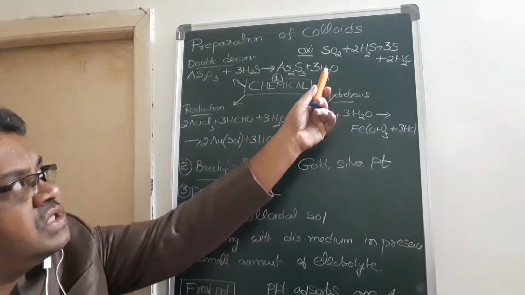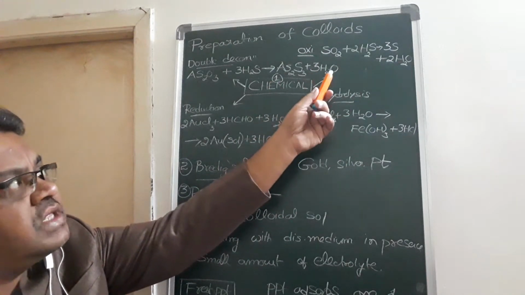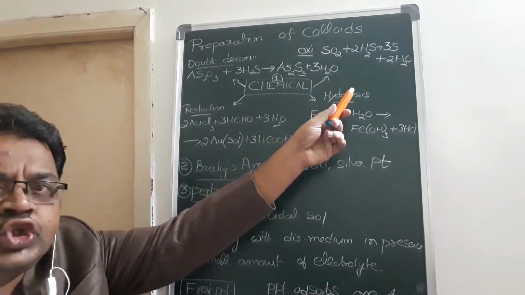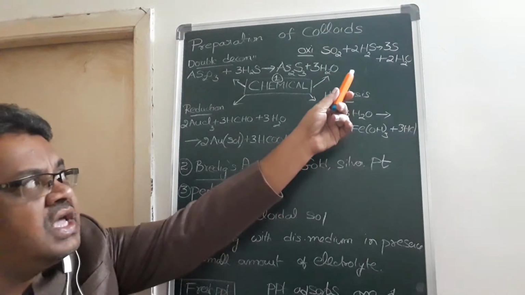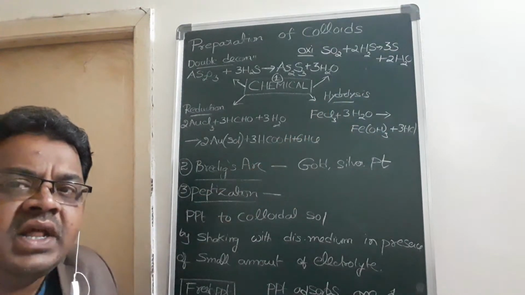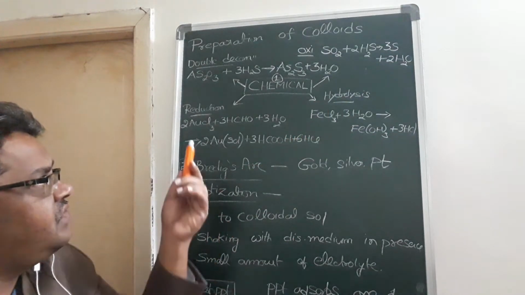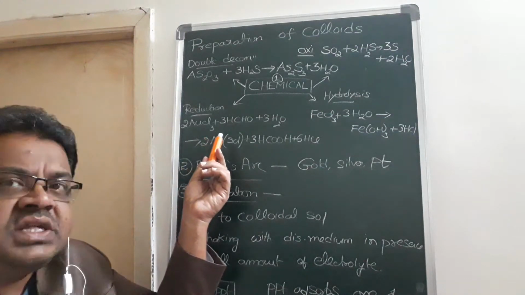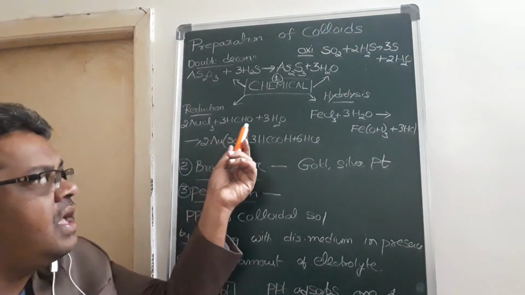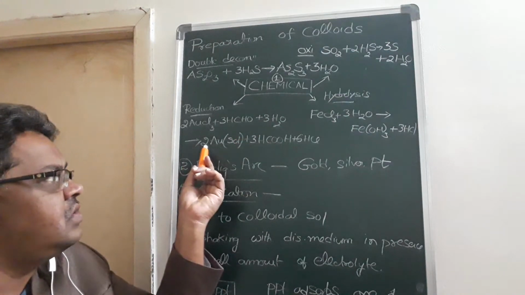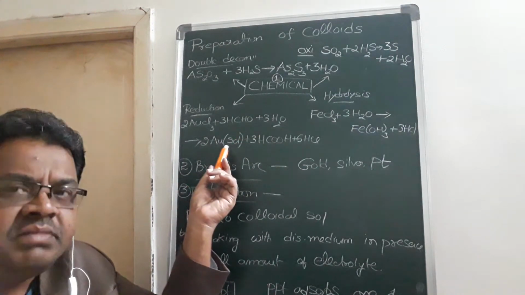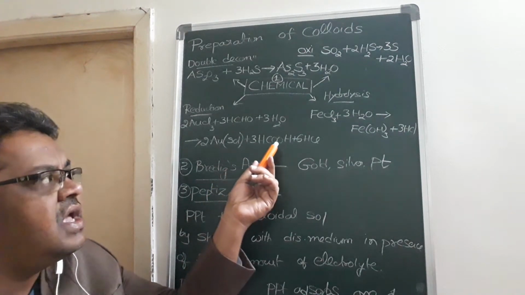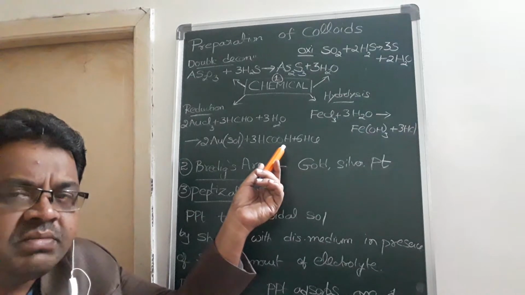And then if you see the oxidation, SO2 + 2H2S gives 3S + 2H2O. So here you can see the 3S, that is the colloidal condition. And then if you see the reduction, 2AuCl3 + 3HCHO, that means formaldehyde, + 3H2O, that will give 2Au, that is the main product, and 3HCOOH, it is formic acid, + 6HCl is also a byproduct.